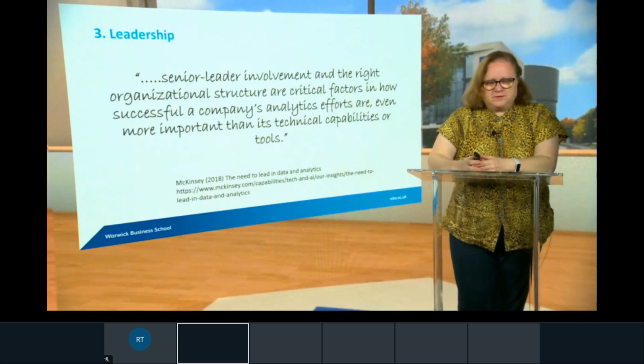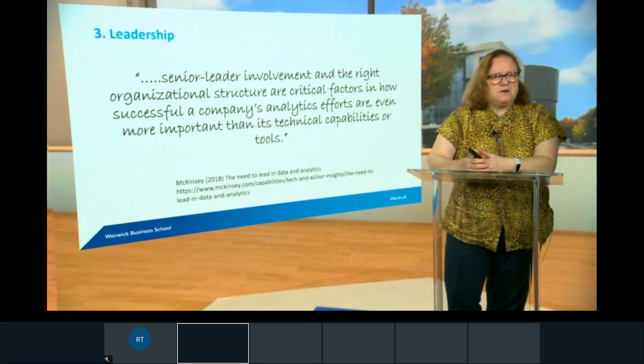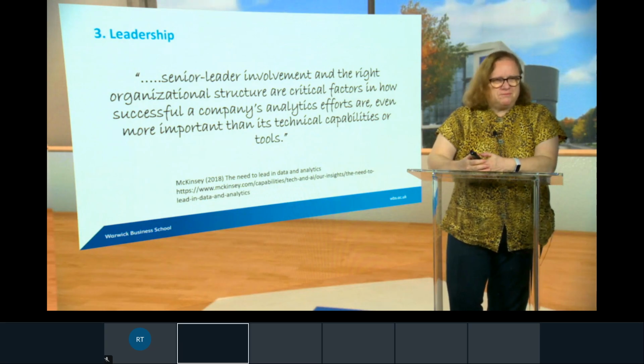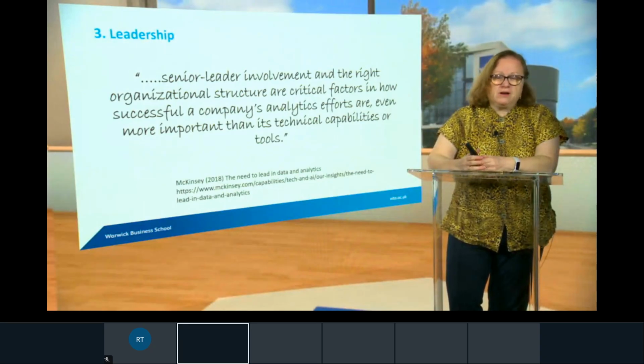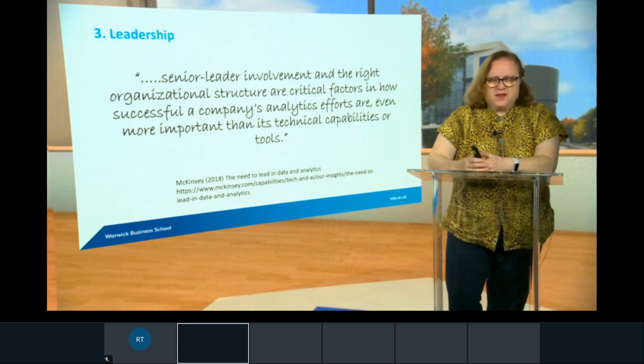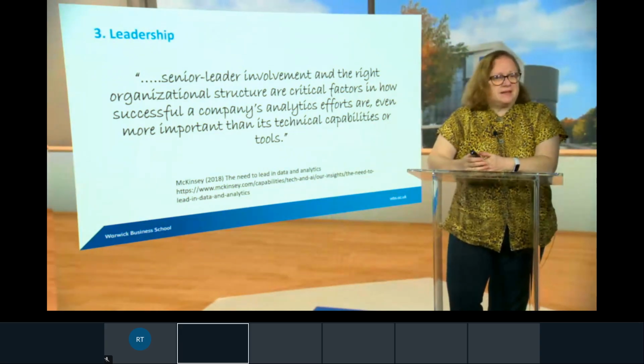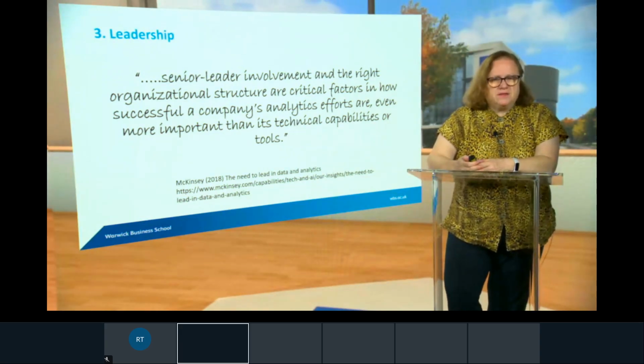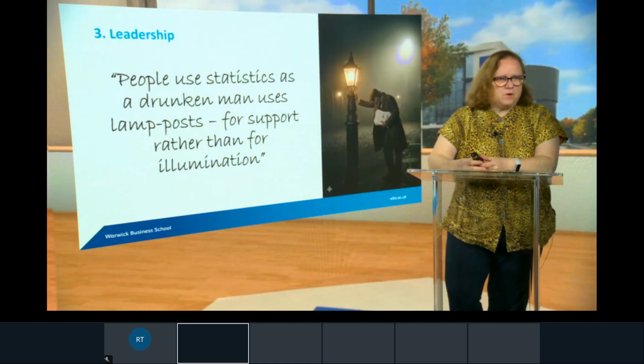So moving on then, we've done data, we've done enterprise, we're now moving on to leadership. And as this slide points out here, leadership and the right organizational structure are critical to success, much more so than the actual techniques and the technical capabilities that you deploy within your analytics within the organization.